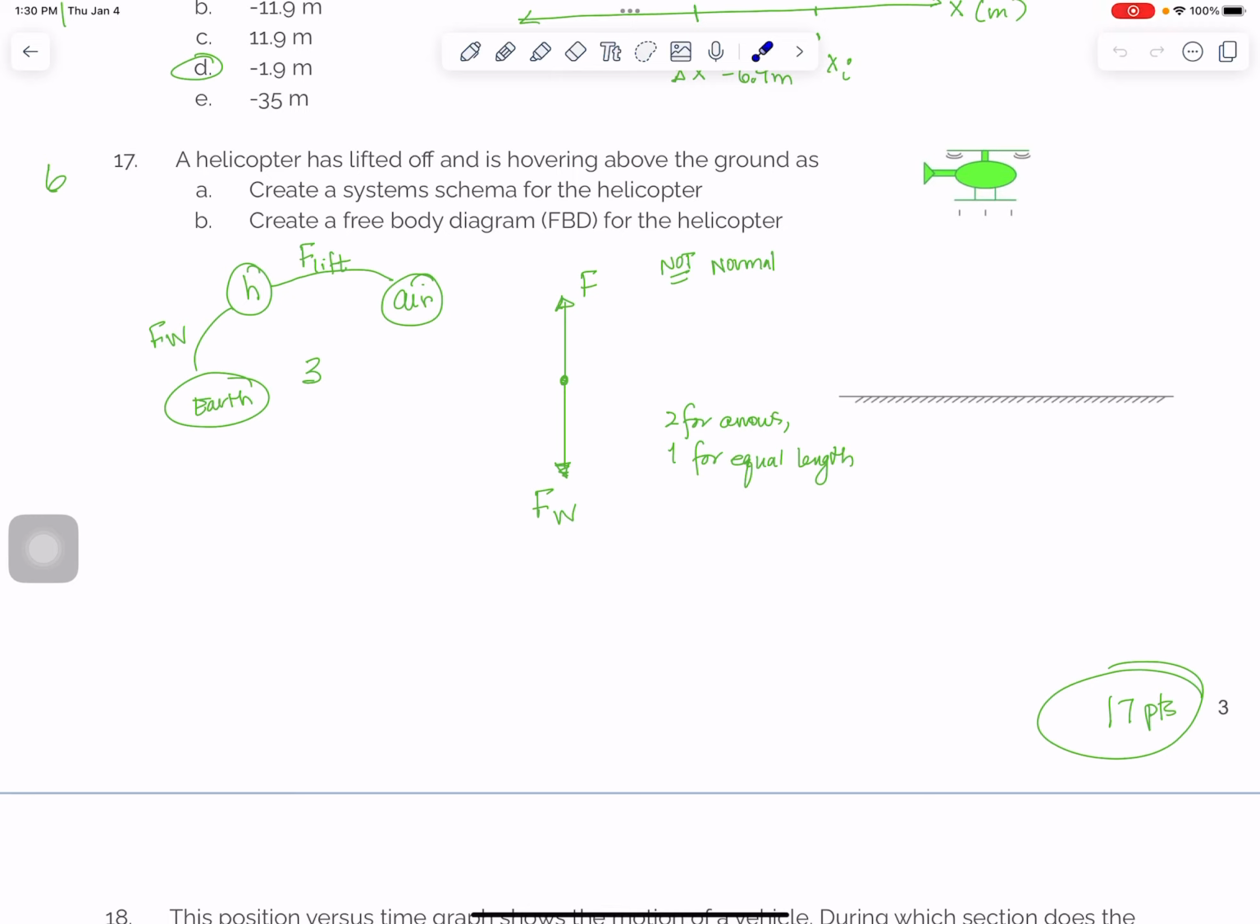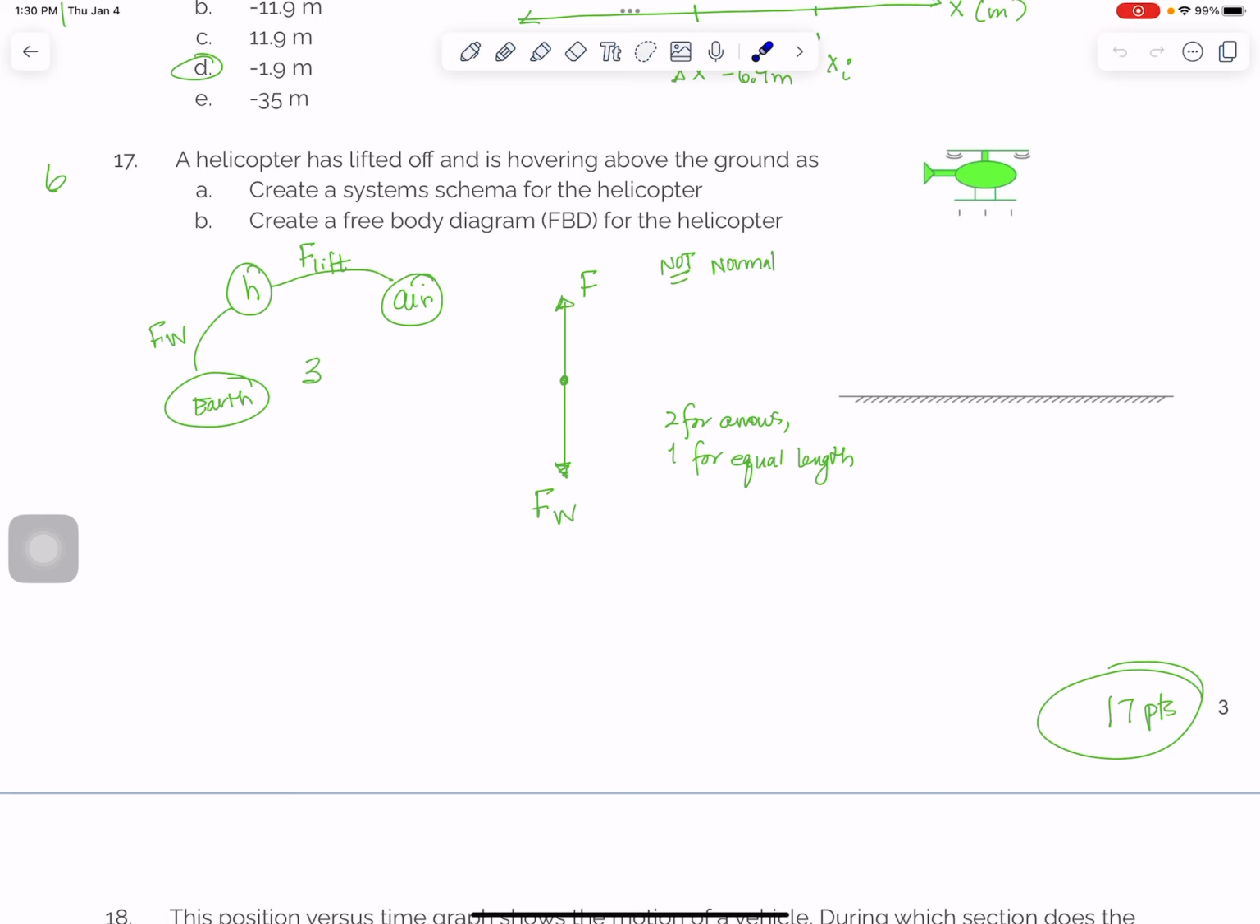A helicopter is lifted off and is hovering above the ground, which means it's not moving. That means I have to have balanced forces. So I've got earth, helicopter, air. This one definitely has to be labeled FW. I took a variety of labels for this one, but definitely not F normal, because for normal you have to have 2 solid surfaces touching each other, and the helicopter is not touching anything.